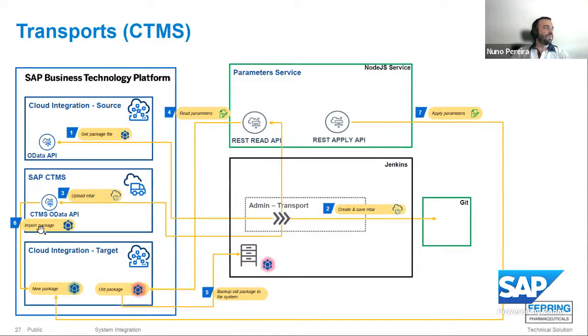We can then upload this MTAR into CTMS. So we make use of the CTMS OData API for that purpose, and we can then really do the transport itself. So we create backups on the file system of the zip file and the external parameters. And we also have an option to apply parameters automatically into the next environment using the CSV that I also described earlier.